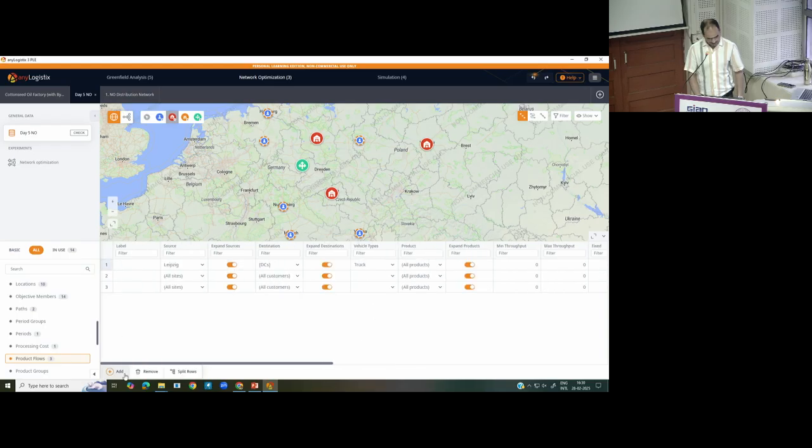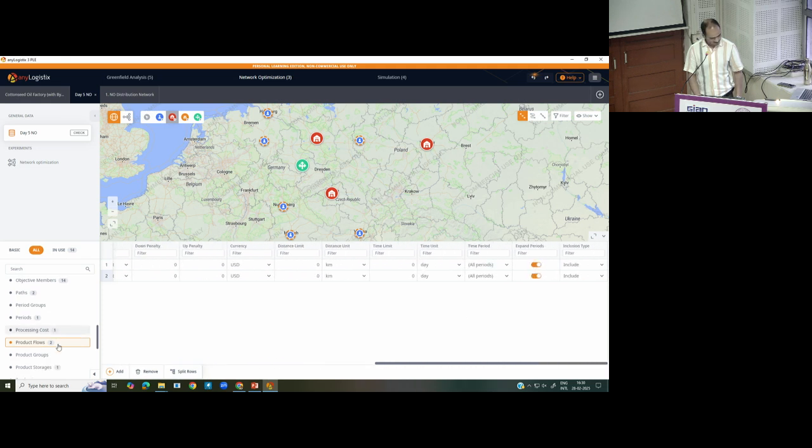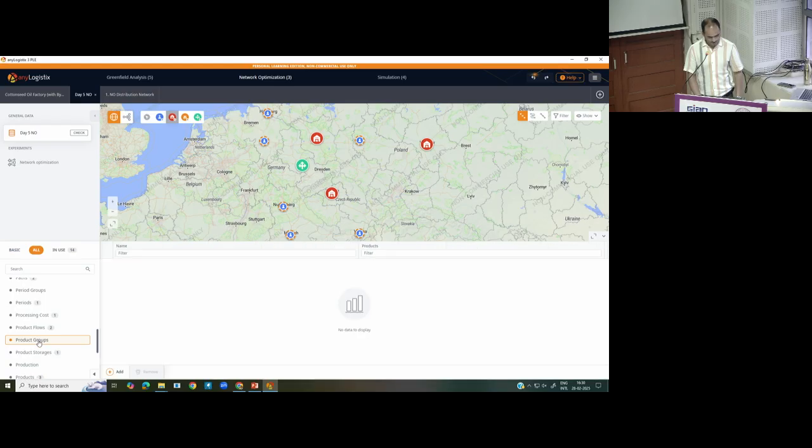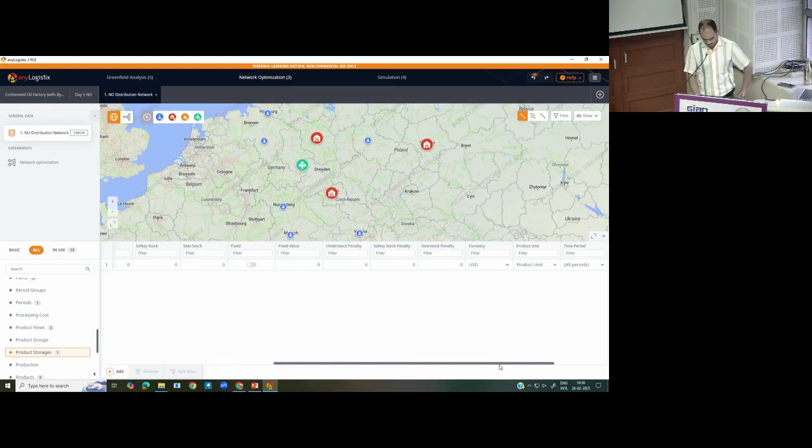Product unit. And then the second table from DCs to all customers. Okay, I am removing this line. Then this is lorry. Okay, you don't need to define anything. Product flows done. Product groups, we don't need to group. Product storages, where we are keeping the products: all DCs. Expand facilities, we are keeping all products. Initial stock is there, I think. Oh no, initial stock is not given.